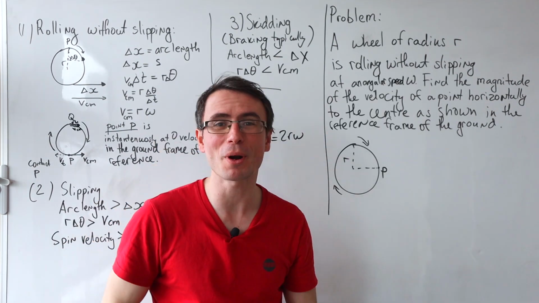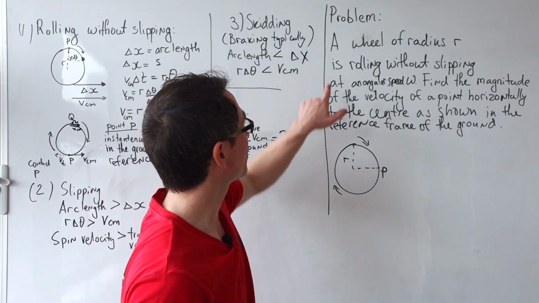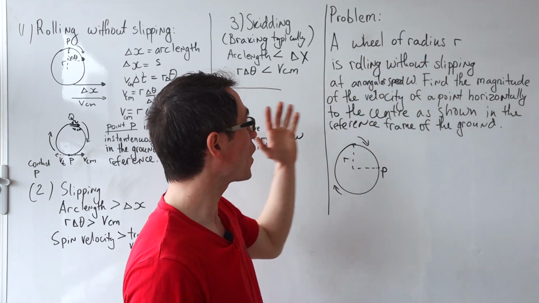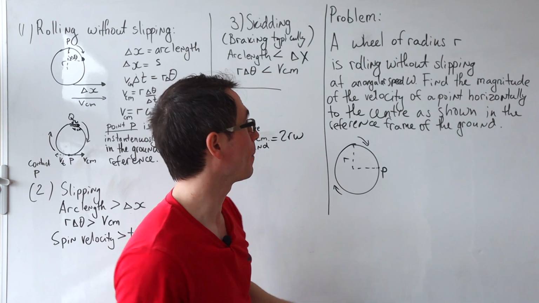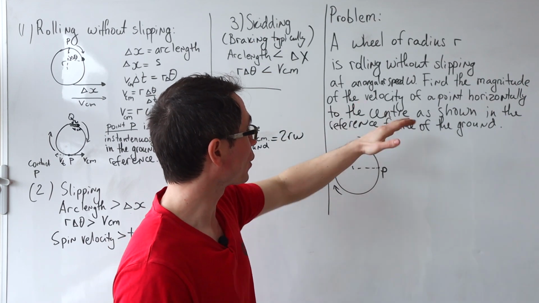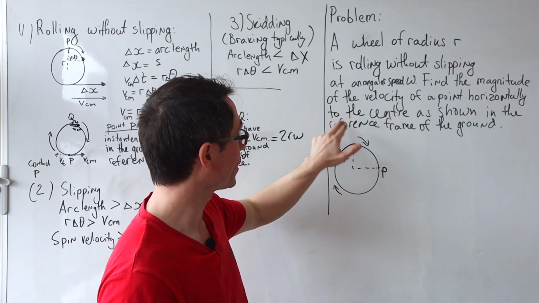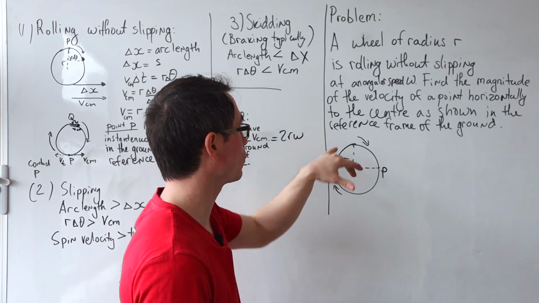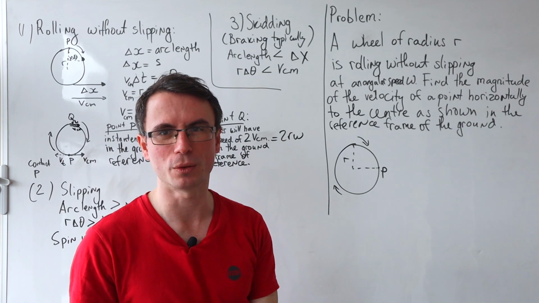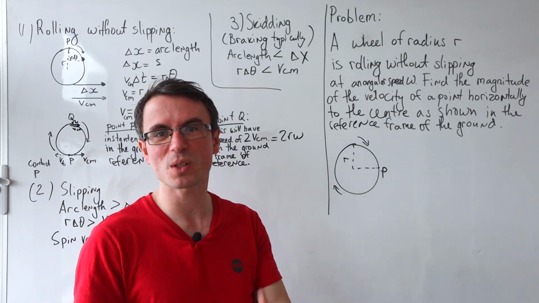And here is a little problem that I've just made up for fun. We have a wheel of radius r rolling without slipping with an angular speed omega. Find the magnitude of the velocity of a point horizontal to the center, as shown, in the reference frame of the ground. Okay, so let's start and think about this.